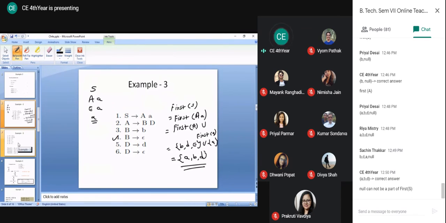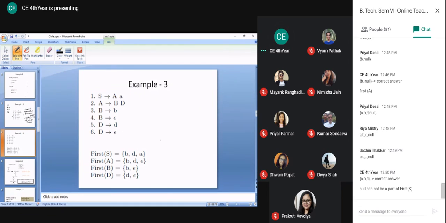So now this is what you can see as the answer. First of D is D and null. First of B is B and null. First of A is B, D and null. And first of S is A, B and D. Null is not part of first of S. Now let us see one more interesting example.